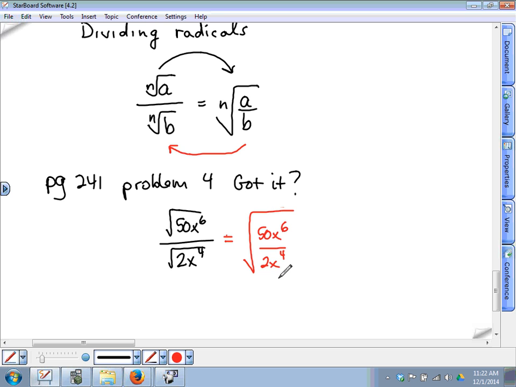A lot of times this helps. Sometimes it doesn't really help. This time it does help a lot. 50 divided by 2 is 25. And then x to the 6 divided by x to the 4 is x squared.